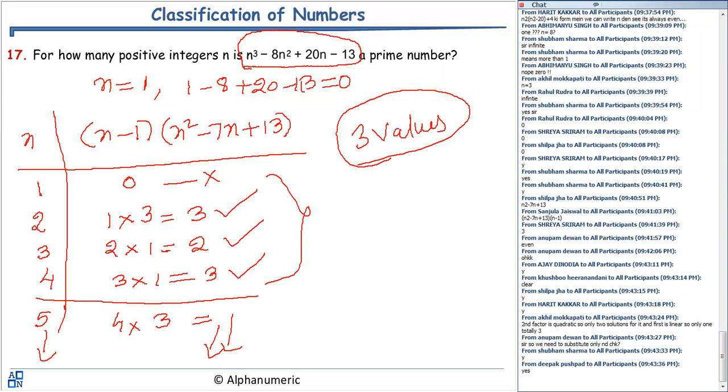Akhil, no. What you are trying to say is wrong. You are saying the second factor is quadratic, so only 2 solutions. You do not need to find the number of solutions. Remember, for any cubic equation there will always be 3 solutions if you substitute it equal to 0. But the question is for how many values this is a prime. So your approach is wrong, Akhil. I hope you got what I am trying to say.